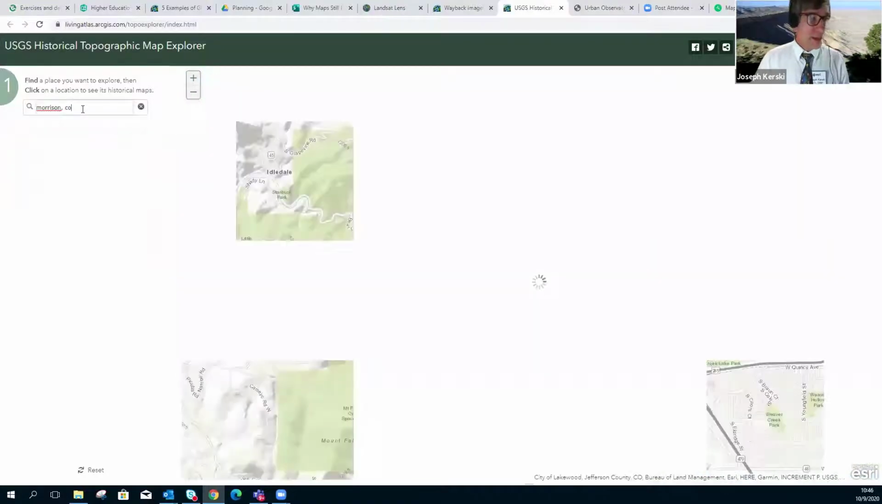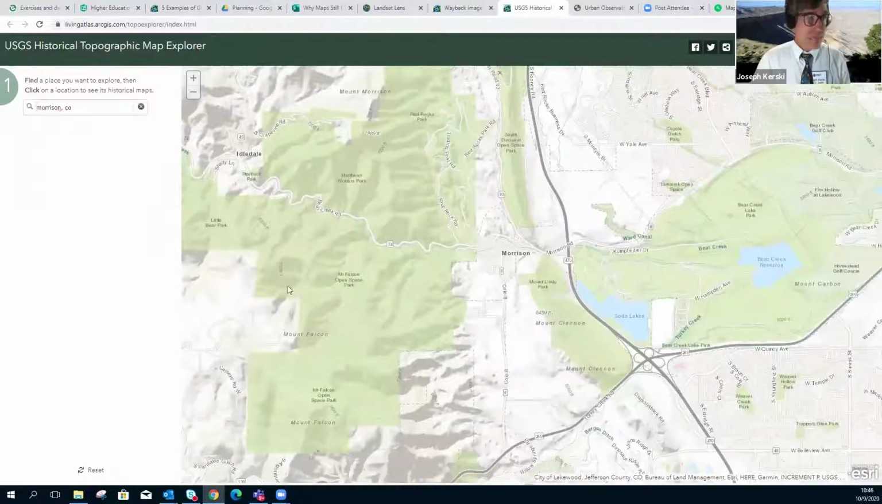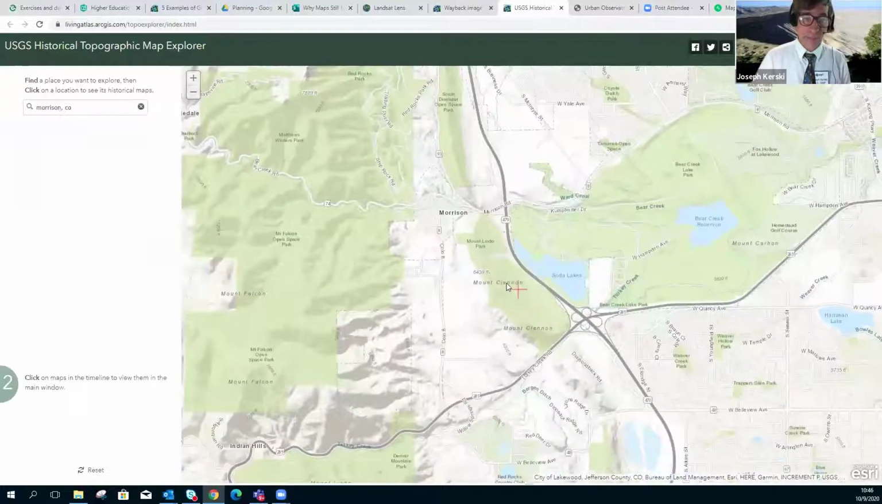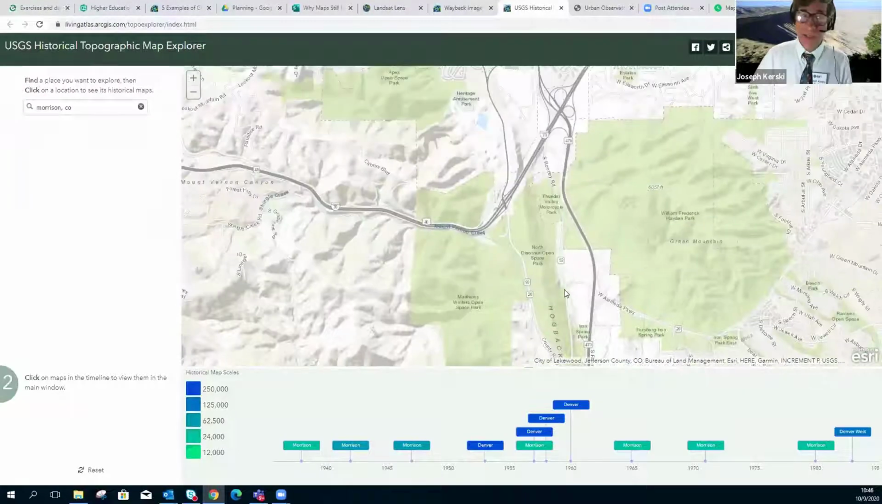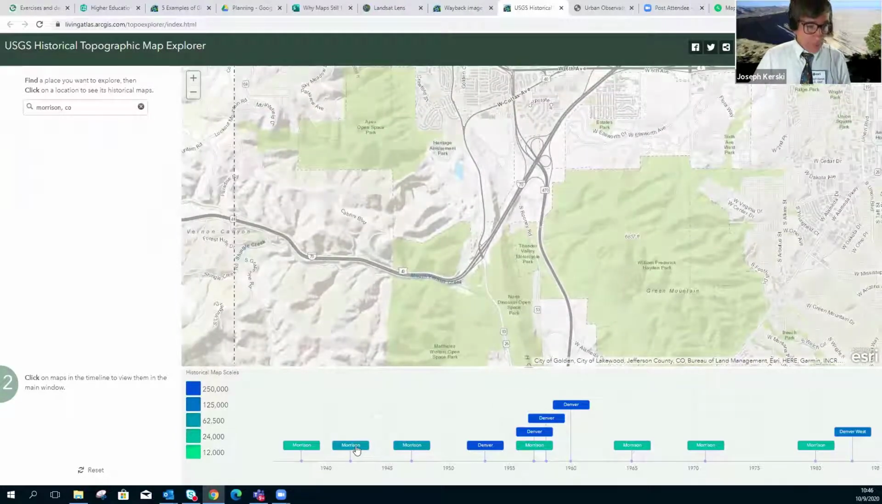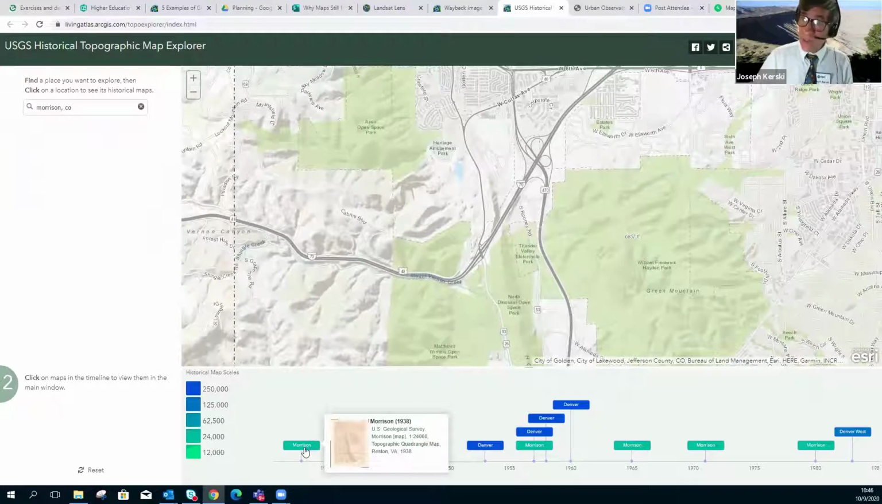You can do the same thing on your own right now where you are. So if I take a look at Morrison and I click in here, I'm going to actually pan up to I-70, where I-70 goes into the mountains at the Hogback. Look, I've got this timeline below the map with all kinds of different scales, depending on what map scale you want to look at.